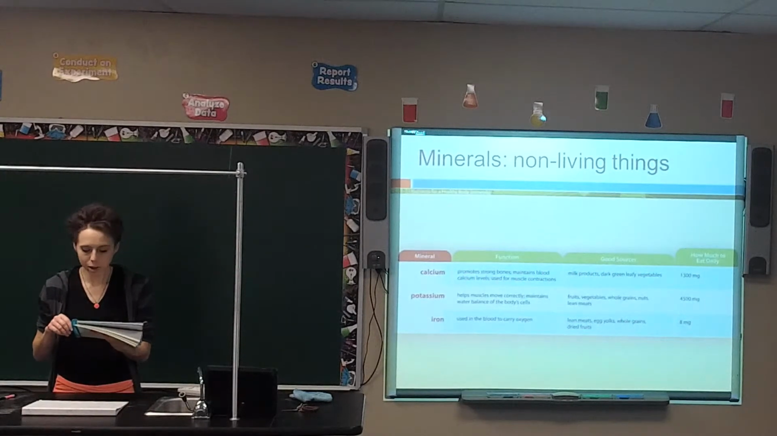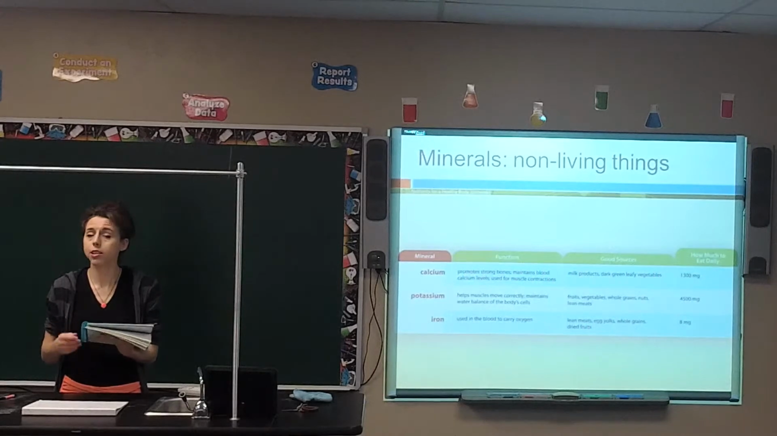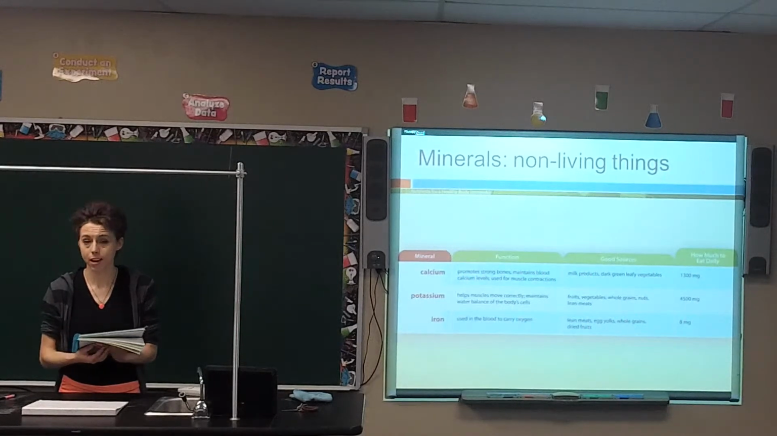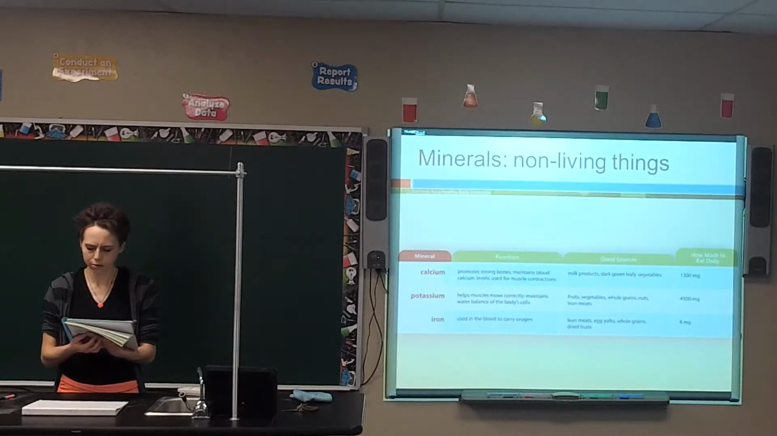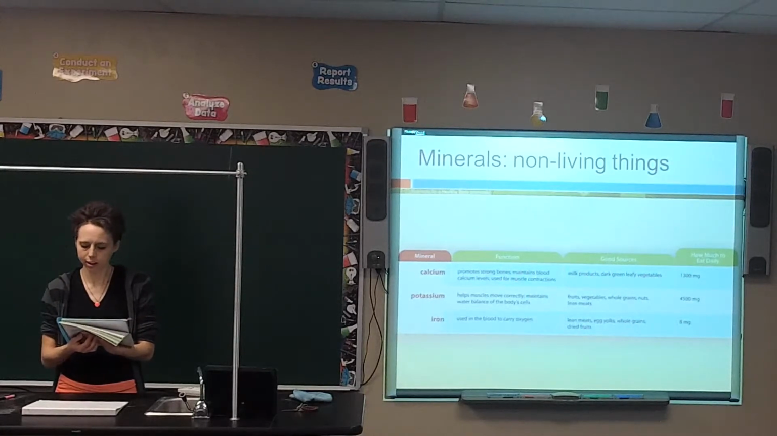Alright. The major one is calcium. Alright, what does calcium do? We've already talked about this today. Right, calcium promotes strong bones and teeth. It's also needed in your blood and for muscle contraction. It can be obtained by eating milk products or dark green leafy vegetables.